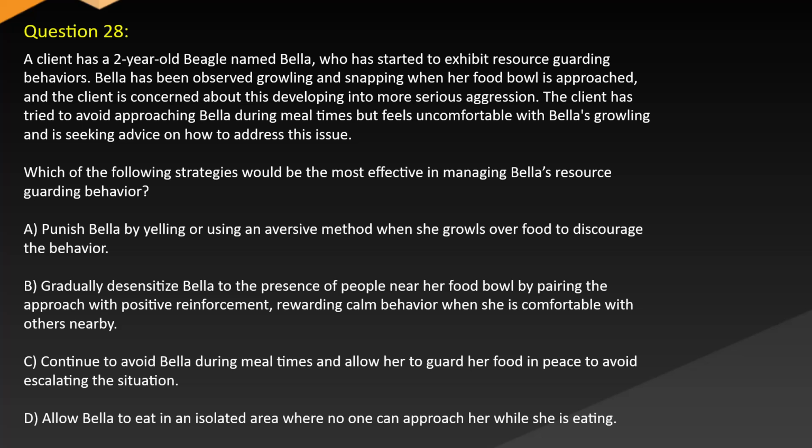Which of the following strategies would be the most effective in managing Bella's resource guarding behavior? A. Punish Bella by yelling or using an aversive method when she growls over food to discourage the behavior. B. Gradually desensitize Bella to the presence of people near her food bowl by pairing the approach with positive reinforcement, rewarding calm behavior when she is comfortable with others nearby. C. Continue to avoid Bella during meal times and allow her to guard her food in peace to avoid escalating the situation. D. Allow Bella to eat in an isolated area where no one can approach her while she is eating.